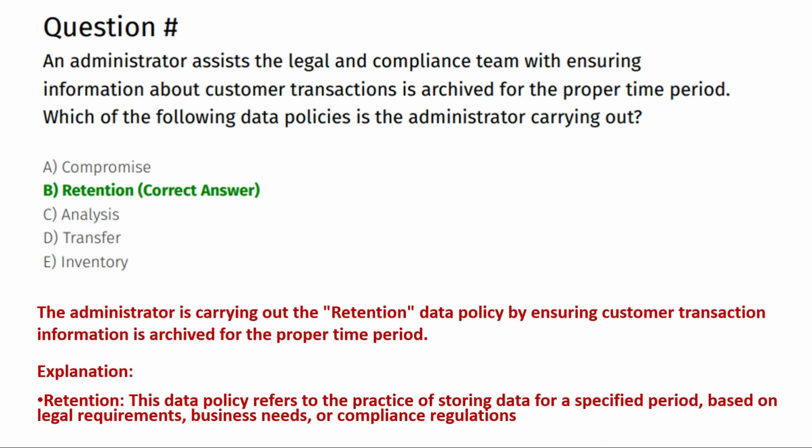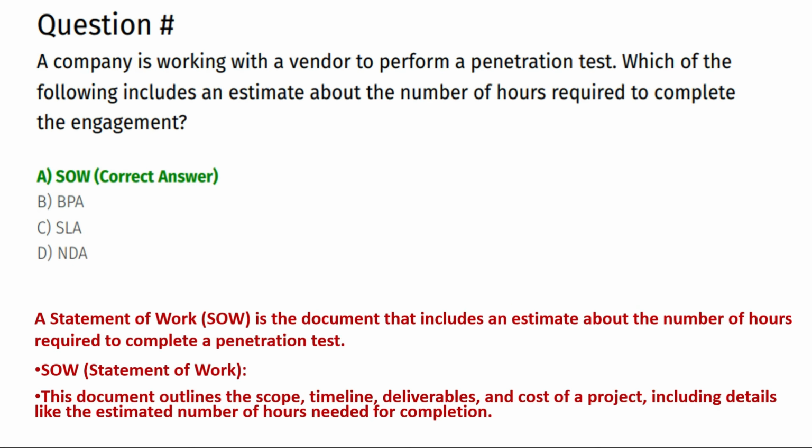So let's move to the next question. The next question is, a company is working with a vendor to perform a penetration test. So which of the following includes an estimate about the number of hours required to complete the engagement? Option A, SOW, option B, BPA, option C, SLA, option D, NDA. And the correct answer for this question is option A, a statement of work.